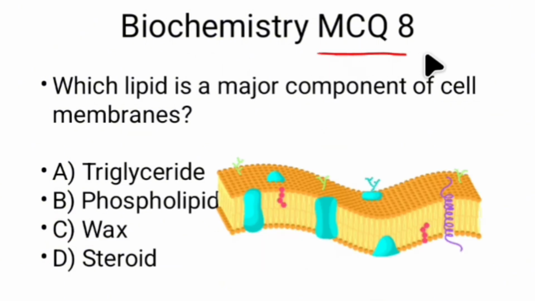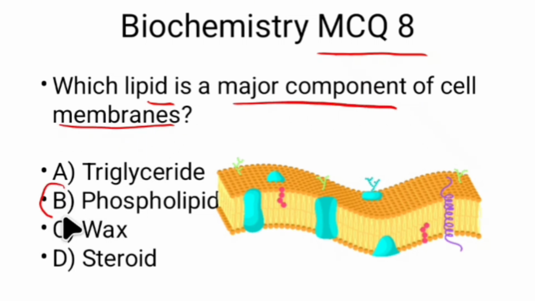Question number 8. Which lipid is a major component of cell membrane? Correct option is B. Phospholipid is a major component in cell membrane.